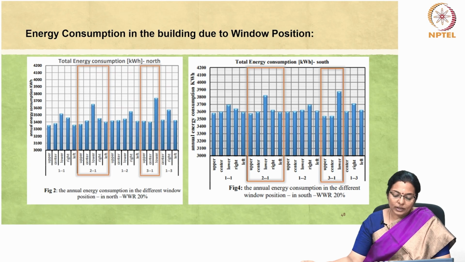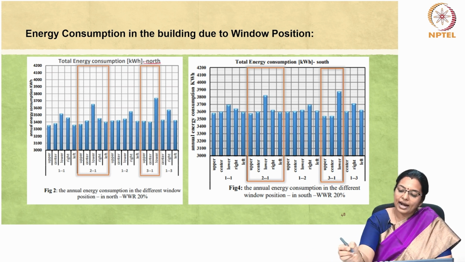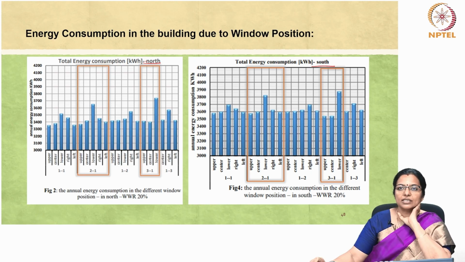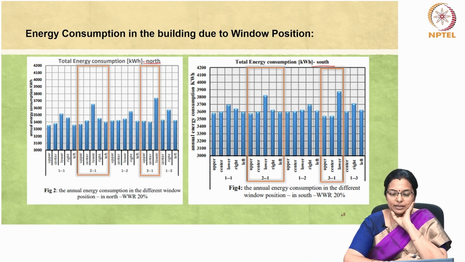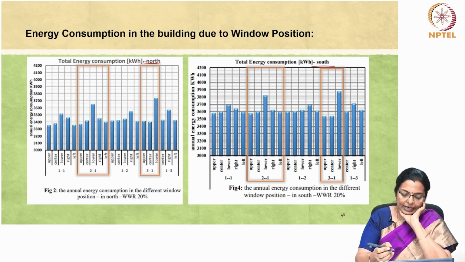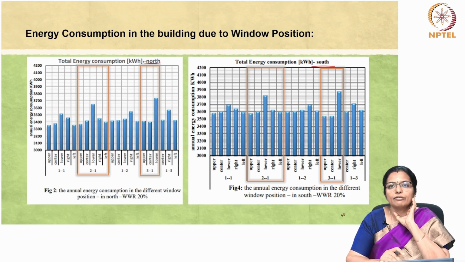And then the annual energy consumption of the different window positions on the north wall, this is the north wall, and the south wall is analyzed. The lowest annual energy consumption occurs on the north facade as compared to the south facade. Among the various window configurations, the square window positioned on the upper part of the wall records the minimum energy consumption, and that totals to about 3350 kilowatt hour per year.